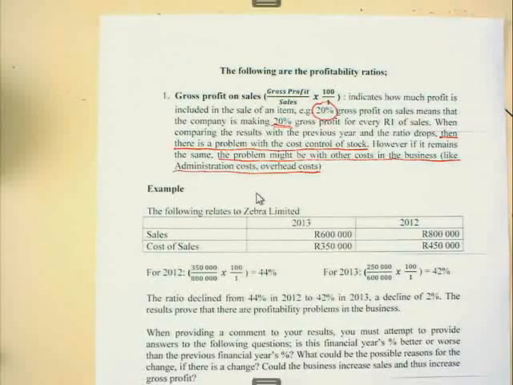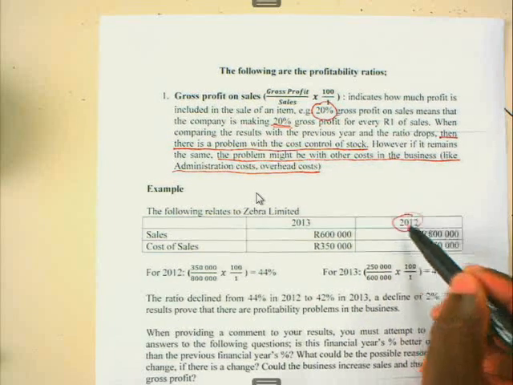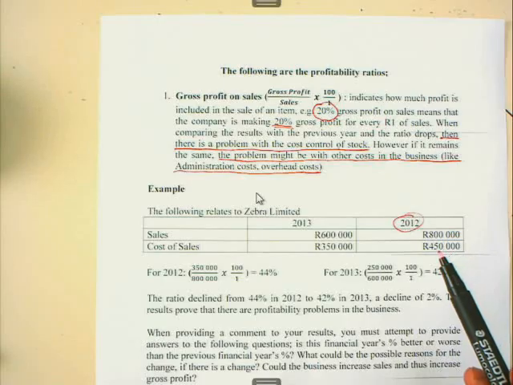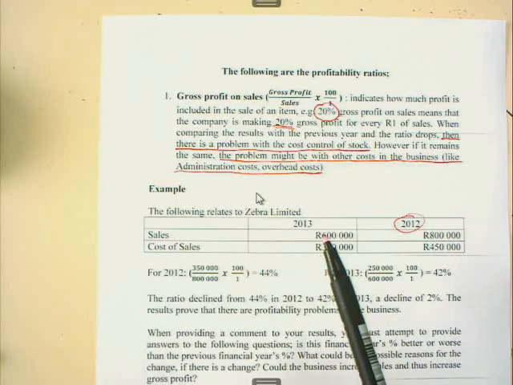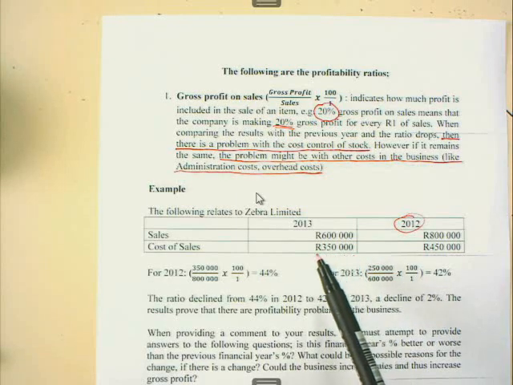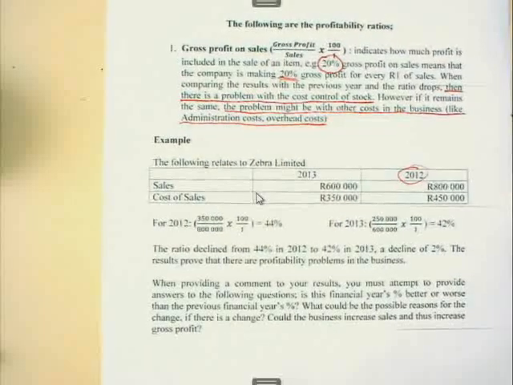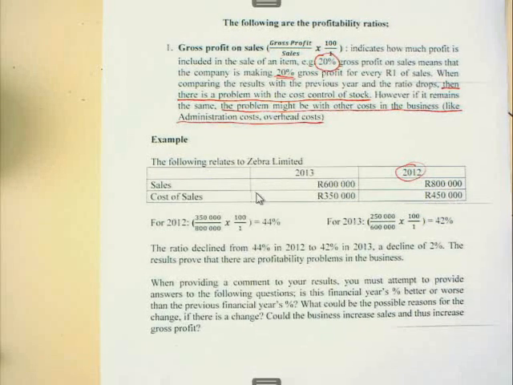Let's take this example. You are given the information that relates to Zebra Limited, the 2012 results. The 2012 information is that the sales is 800,000 and the cost of sales is 450,000. For 2013, you have sales of 600,000 and cost of sales of 350,000. Now let's calculate the gross profit on sales for those 2 years and compare our results.